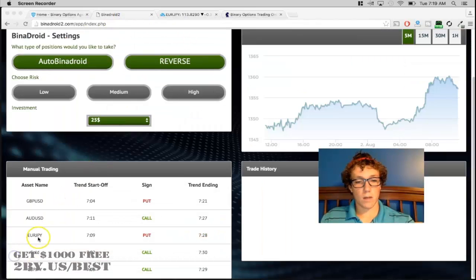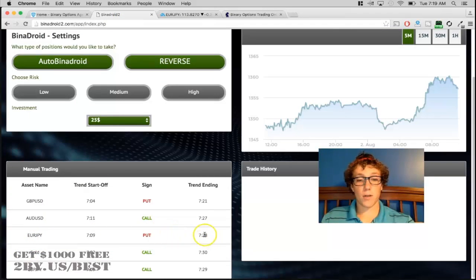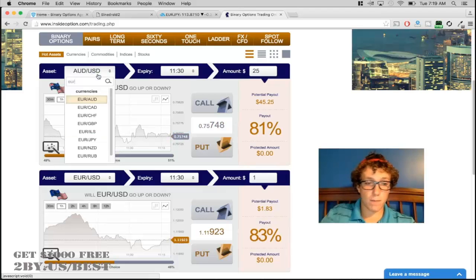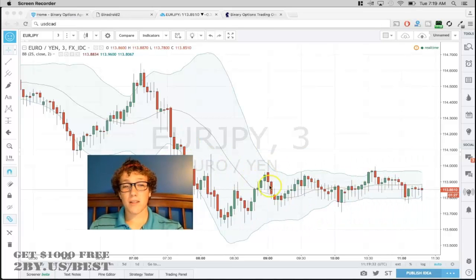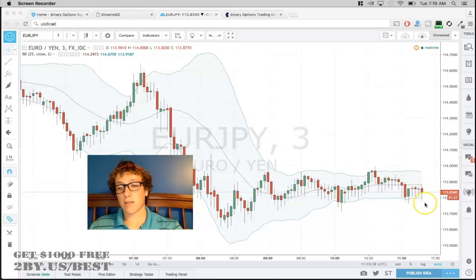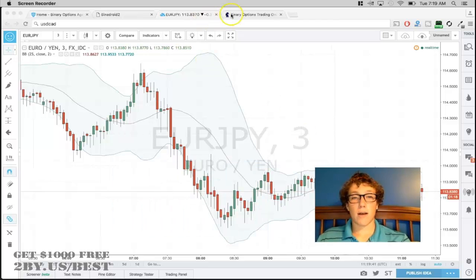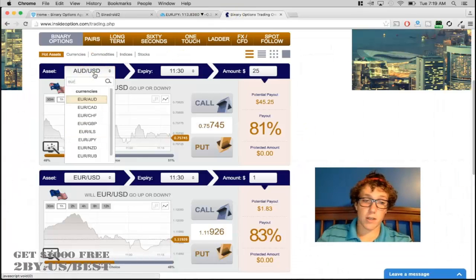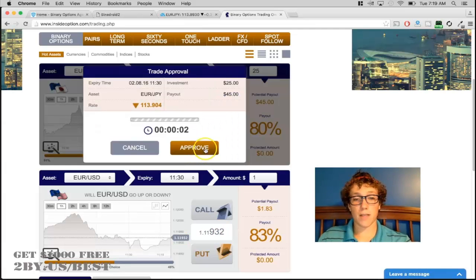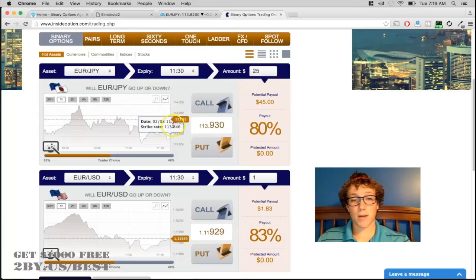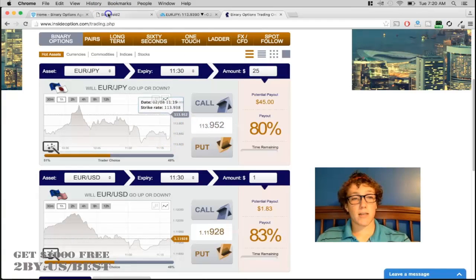What's next for Binadroid? So this Euro JPY here is another put trade for the 7:30 expiry time. So if we go over to our broker, the Euro JPY, oh, I forgot the chart. Never get ahead of yourself, always check the chart here. So it's really choppy. There's a lot of choppy movement that makes me a little concerned, but it has been downtrending all day here, and it looks like it really wants to go downwards. So I still think it's a good trade. Always check the chart first though, because you don't want to trade blindly. So Euro JPY, a put trade for $25. Good spike there, perfect. Alright, so we got a very good strike rate because of that spike, so it should be pretty good. So now let's just head back to Binadroid.